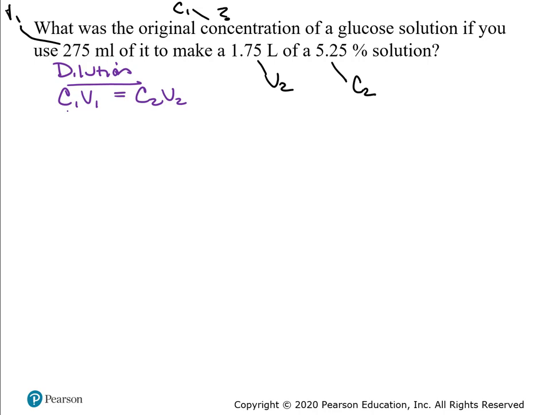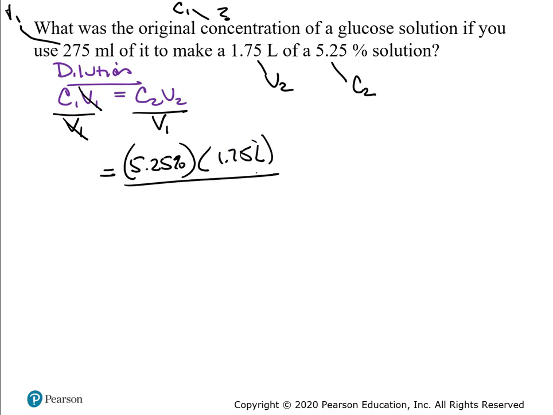So what unit do I move? You're going to move V1, right? So dividing both sides by V1, that's going to move it to the opposite side. So now, in setting this up, if I plug in C2, 5.25%, times V2, which is 1.75 liters, divided by V1, which is 275 milliliters, do you see an issue?